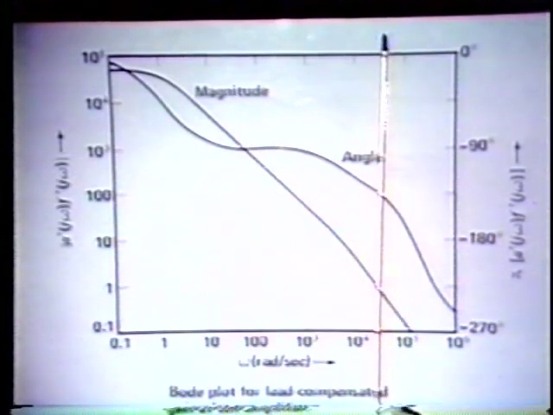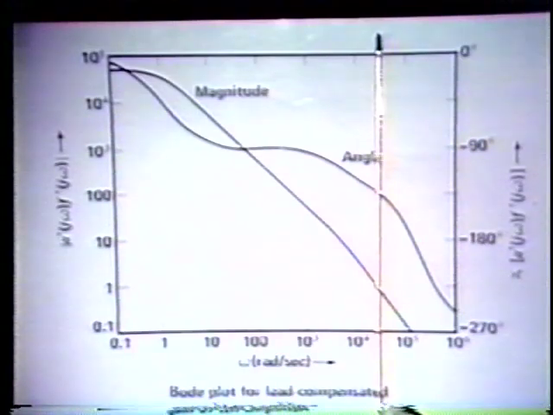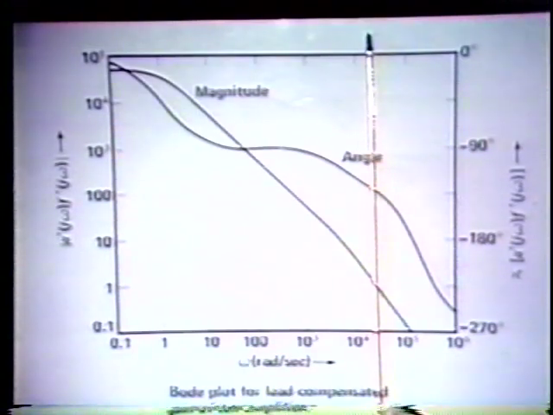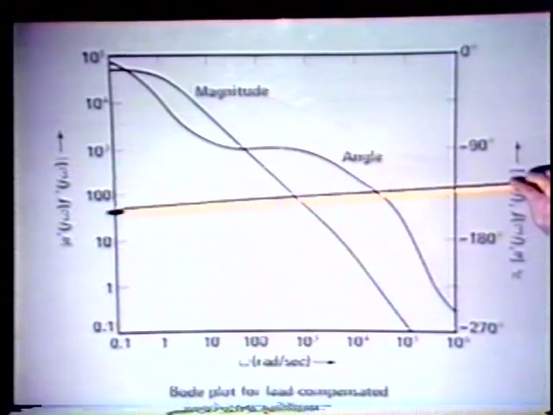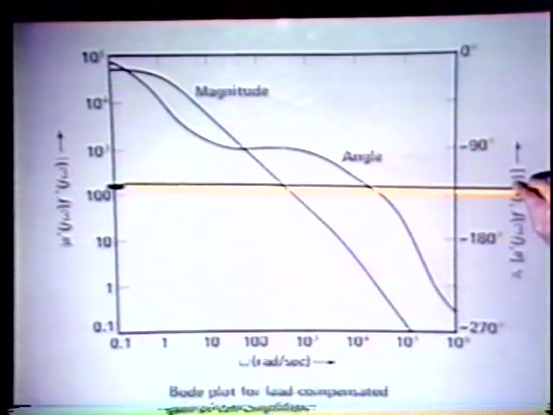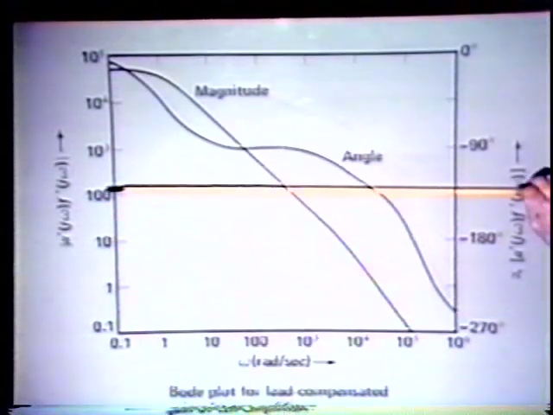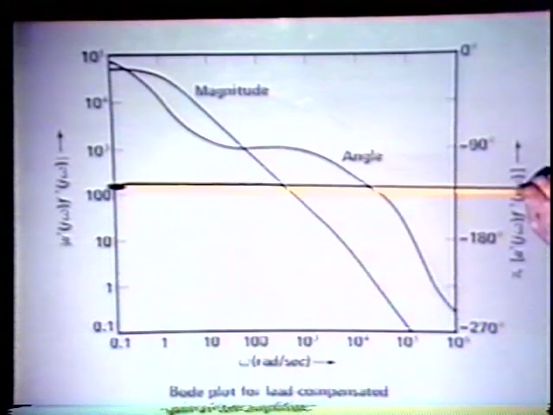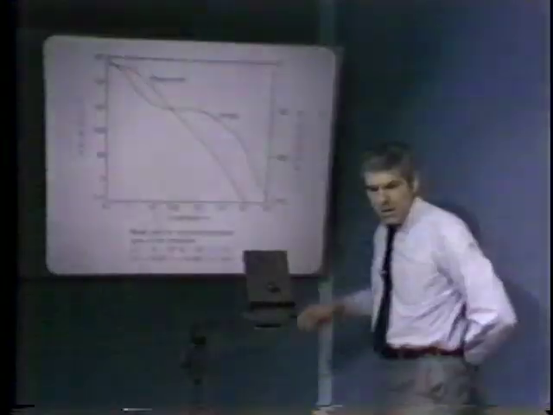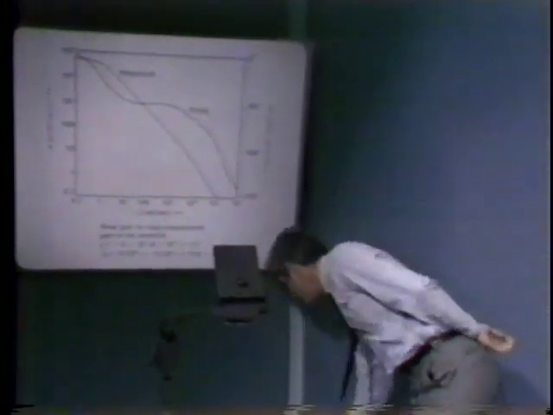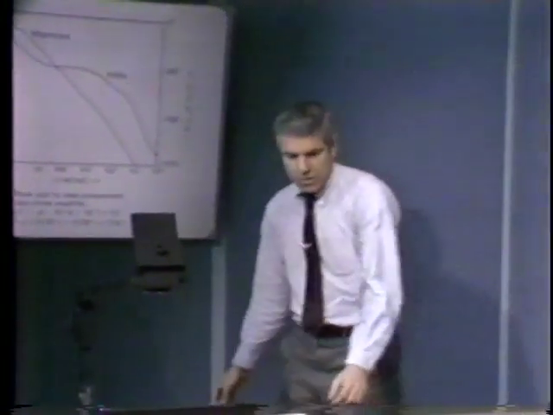We can find our new unity gain frequency, which is 2.5 times 10 to the 4th. And at that frequency, we can look at the angle. We find out that the angle is such that we get 47 degrees of phase margin. The negative phase shift is minus 133 degrees, which corresponds to 47 degrees of phase margin. We can compare that Bode plot with the original one.